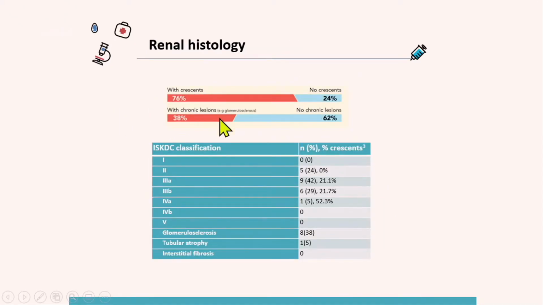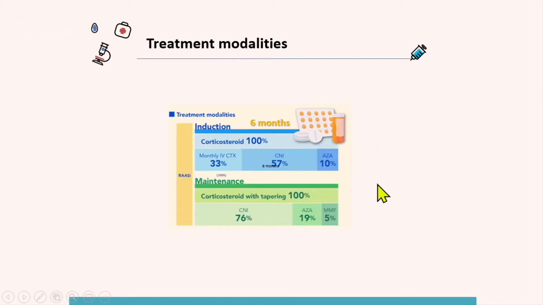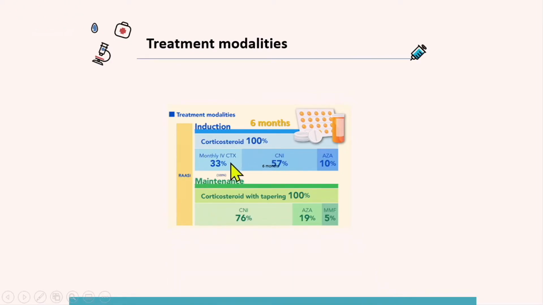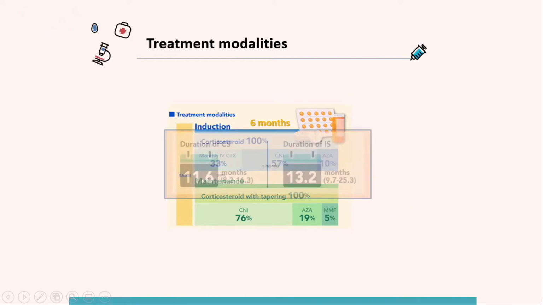And 76% of patients would have crescents, and 38% with some chronic lesions on a biopsy according to the ISKDC classification. And look at our practices. So usually our treatment modalities would include steroid for patients who had severe proteinuria. And historically, we used more IV cyclophosphamide initially, so for 30%, and actually most patients in the more recent era, we employed calcineurin inhibitors instead. And this is the induction for the first 6 months and maintenance for the subsequent 6 months. So usually children with severe presentations were managed for 12 months on immunosuppressants in our center.